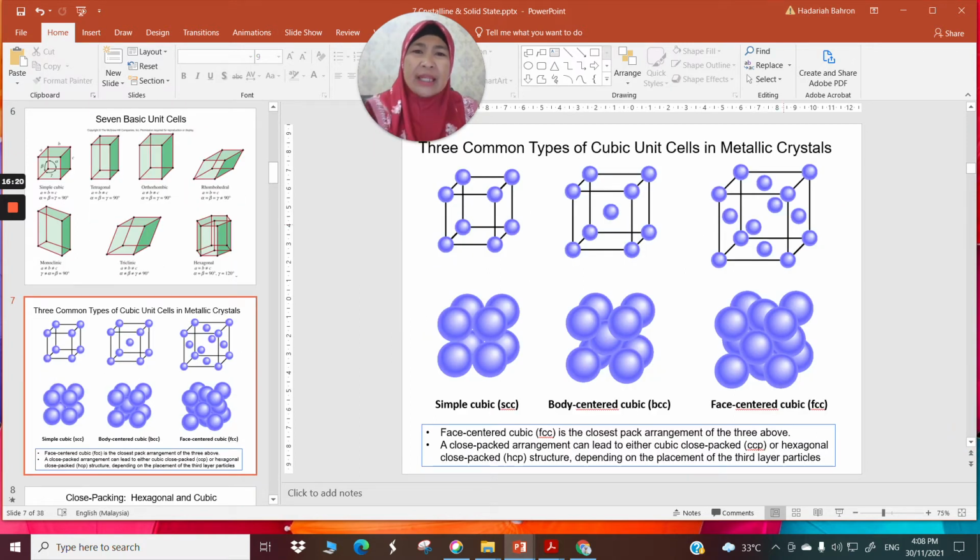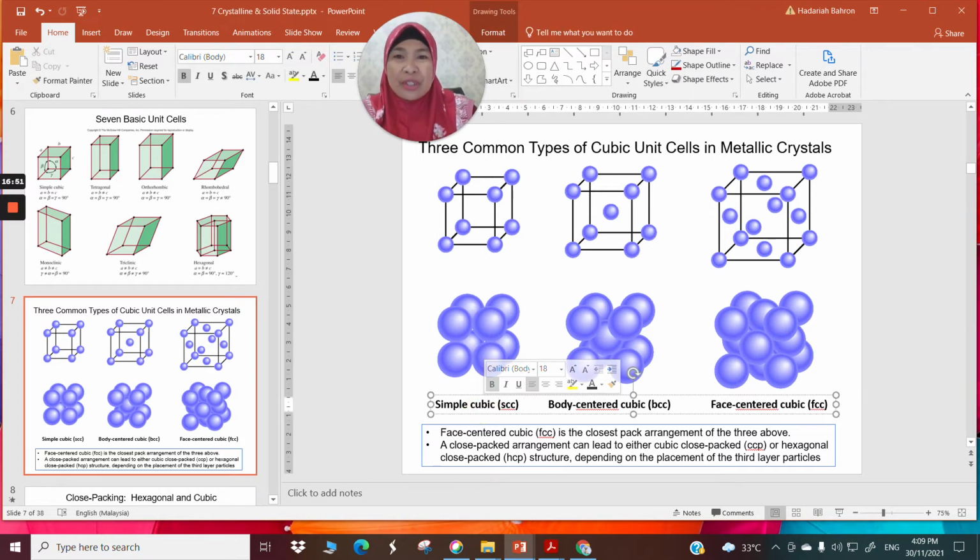Now, there are three common types of cubic unit cells in a metallic crystal. So we are talking about metallic crystals. Now, we're not talking about ionic crystal, neither are we talking about simple molecular crystal or macromolecule. We're talking about metallic crystals. In metallic crystal, we are going to limit our discussion to cubic unit cells. So you have simple cubic, which is usually referred to as SC.